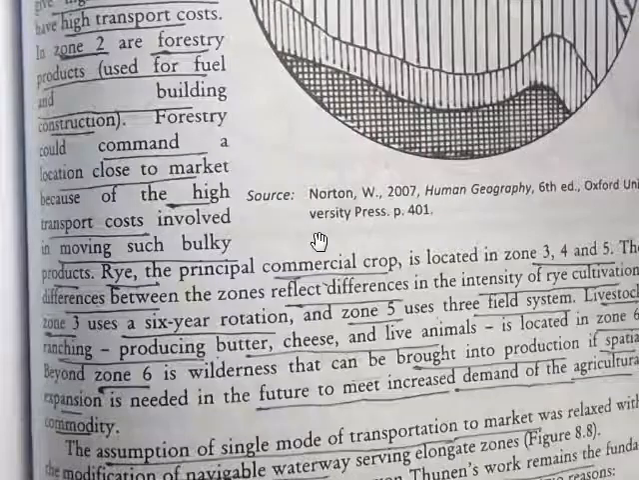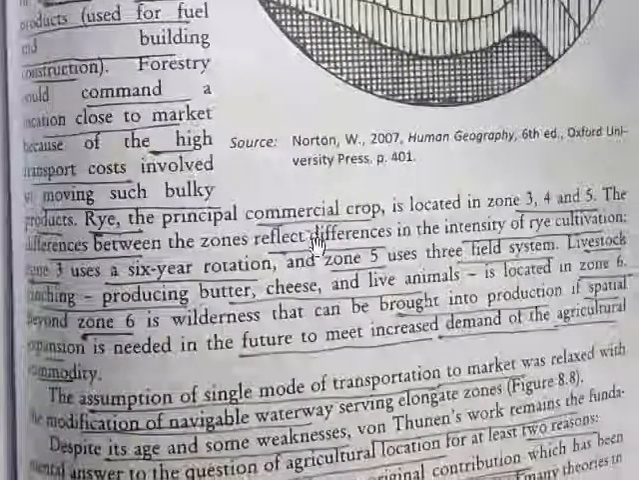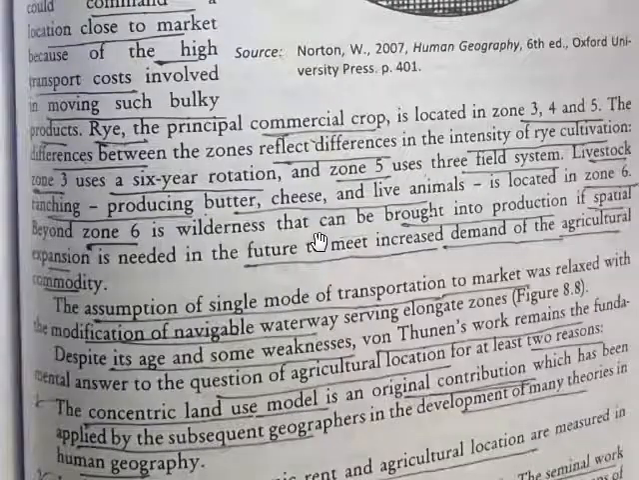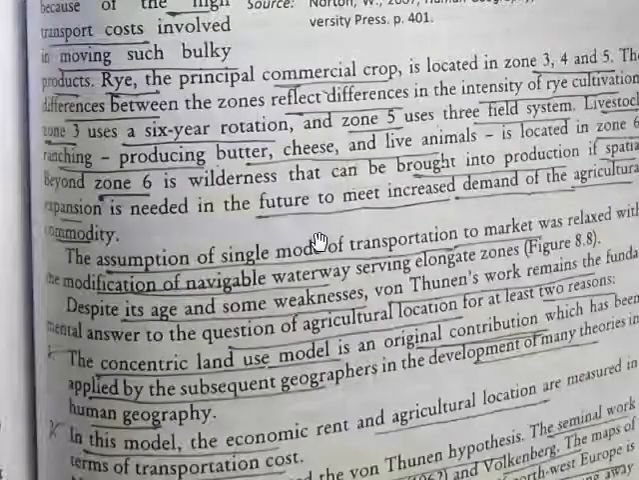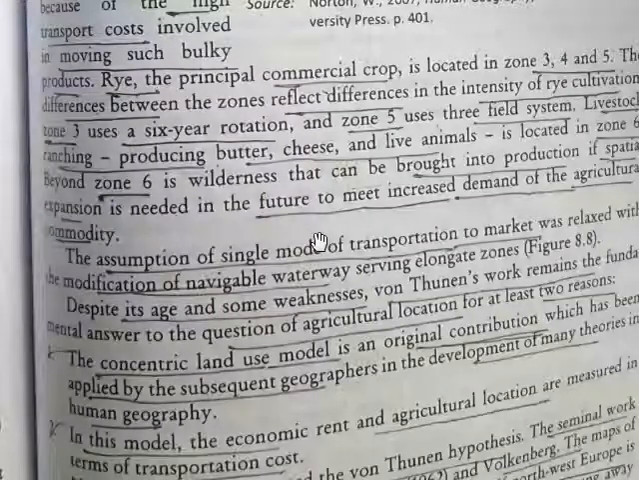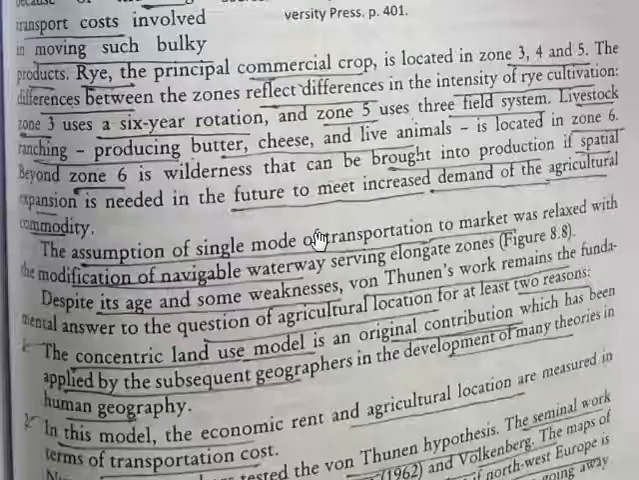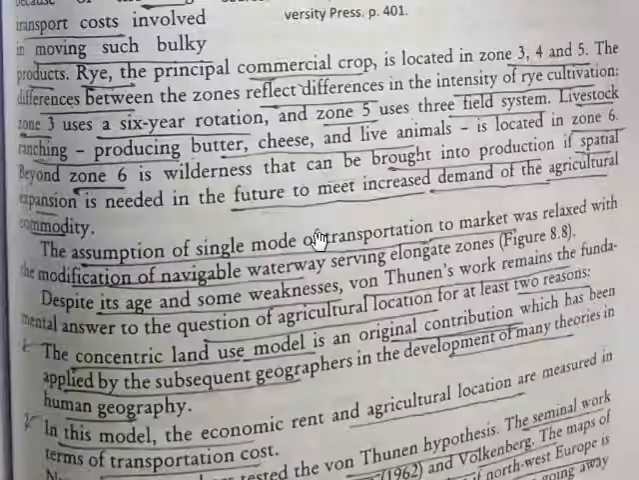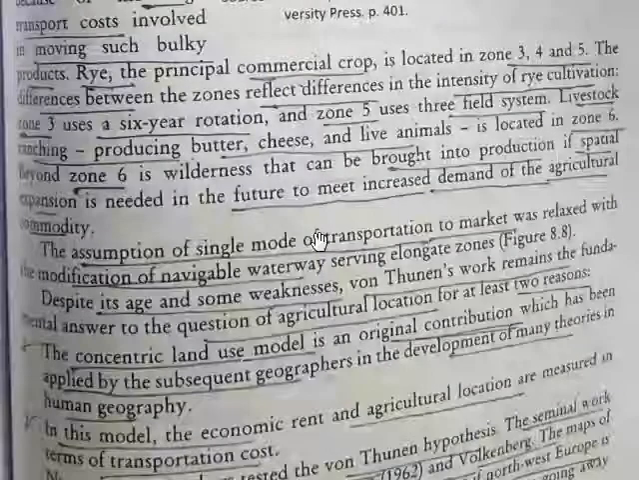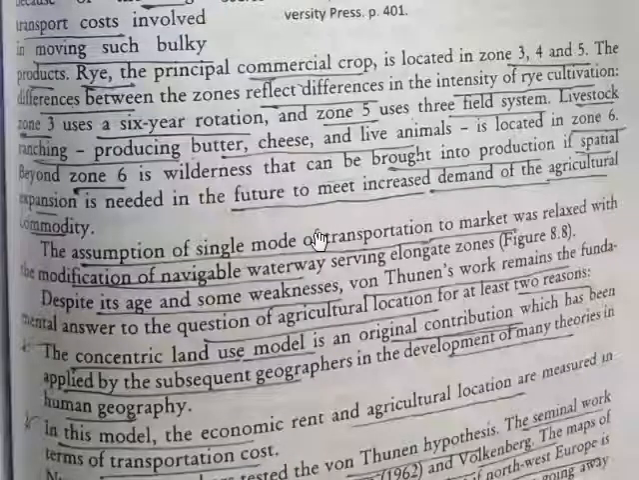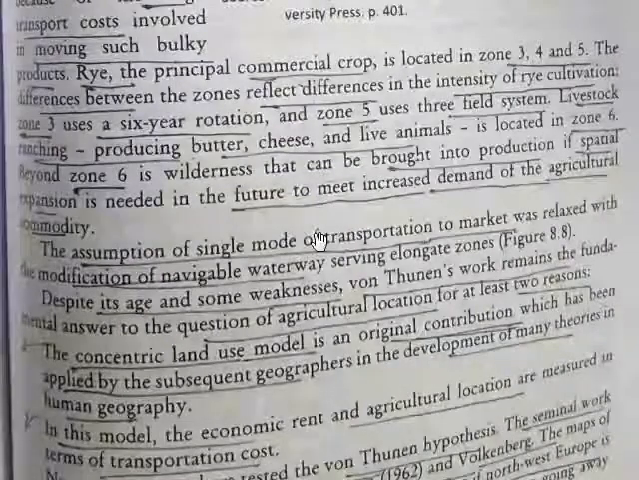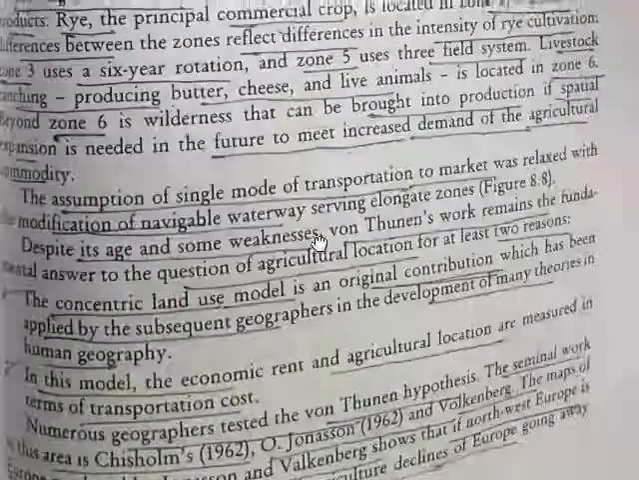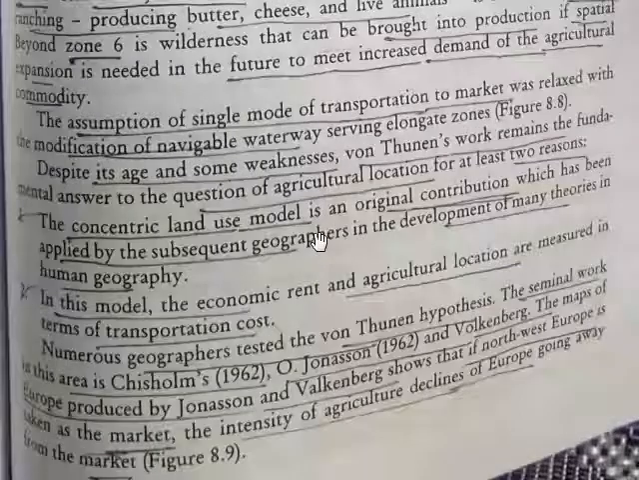Zone 2 is forestry products used for fuel and building. Forestry could command a location close to the market because of the high transport cost involved in moving such bulky products. So this is the principle of commercial crops. In zones 3, 4 and 5, the difference between the zones reflects differences in the intensity of cultivation. Zone 3 used a 6-year rotation, and zone 5 used the field system. Livestock ranching, particularly butter, cheese and live animals, is located in zone 6. Beyond zone 6 is wilderness, that can be brought into production if expansion is needed in the future to meet increased demand for agricultural commodities.